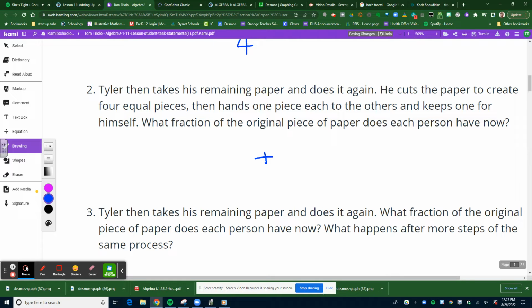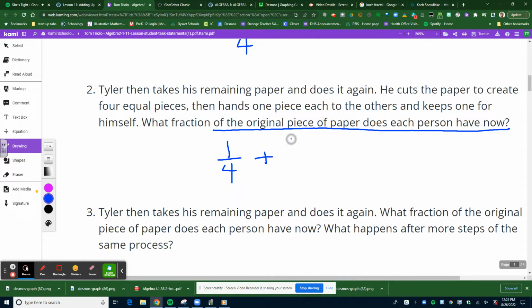Total. Okay. So what fraction of the original piece each person had? Give you a hint. It's not as teeny tiny as you think. Remember, they still have a quarter in their hand. And now we're adding on how much more? A quarter of a quarter.